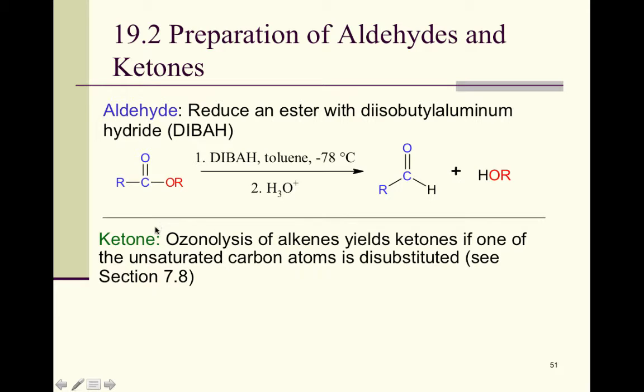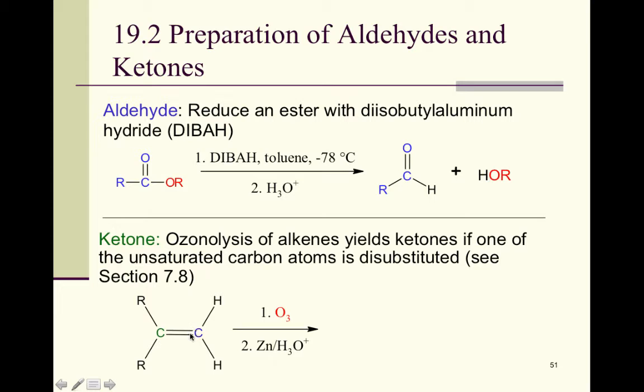All right, we can go ahead and make ketones with ozonolysis of alkenes. Now, we do have a condition that has to happen. It says if one of the unsaturated carbon atoms is disubstituted. So this goes back to last semester. It's reviewed. You can review this again in section 7.8. And what's going to happen is we have two hydrogens here. So this is going to be unsubstituted.